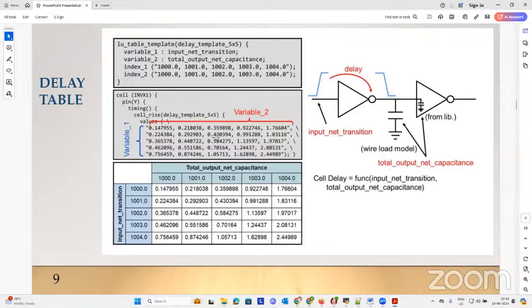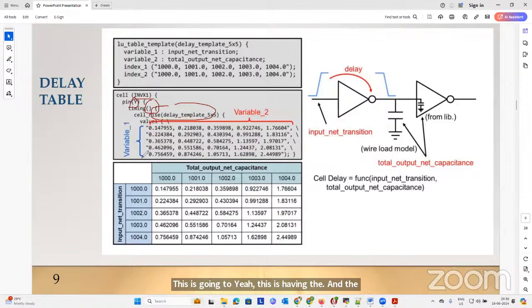So this is how the delay tables look. If we have one standard cell, which has the pin information of Y and the timing information, rise delays, which have variable values based on the input transition, output load, and the delay RC values.